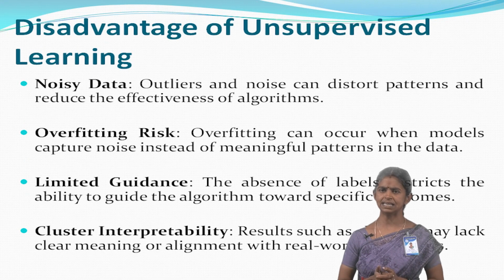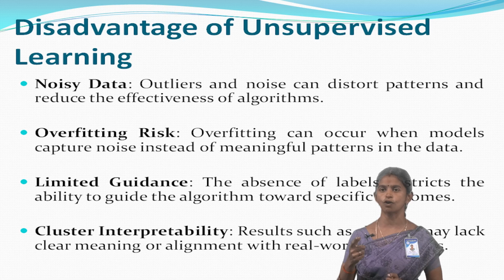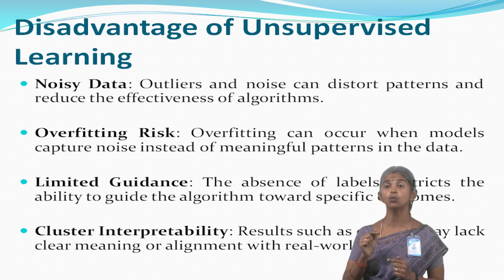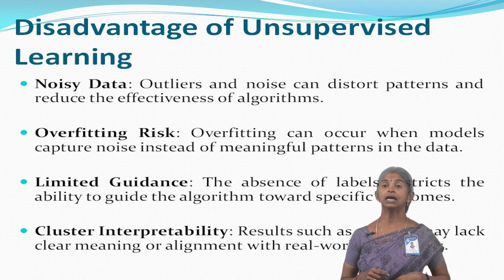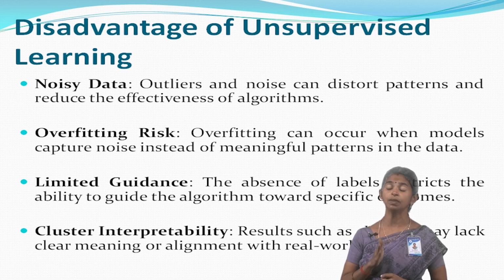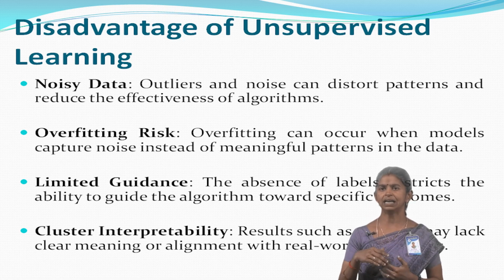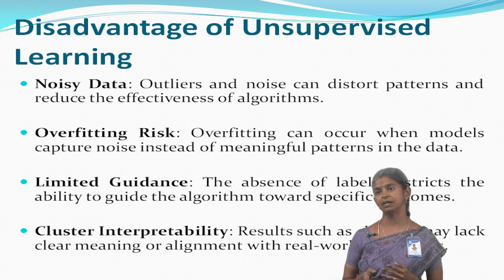Disadvantages of unsupervised learning, that is, it produces noisy data. Outliers and noise can distort the patterns and reduce the effectiveness of the algorithm. Another one is overfitting risk. Overfitting can occur when models capture noise instead of meaningful patterns in the data. Limited guidance. The absence of labels restricts the ability to guide the algorithm toward a specific outcome. Another one is cluster interpretability. Results such as clusters may lack clear meaning or alignment with real-world categories.